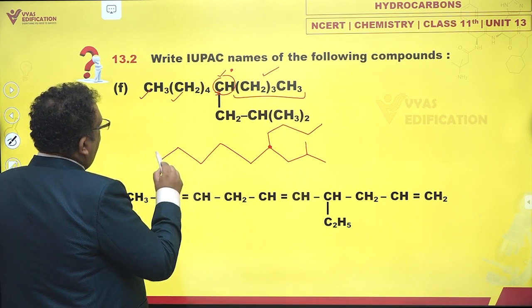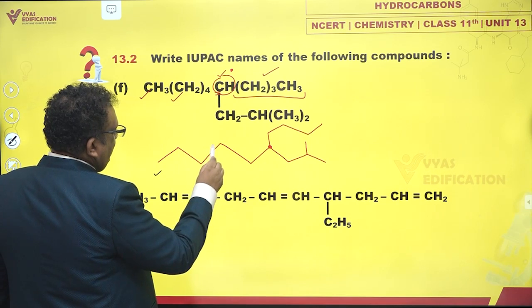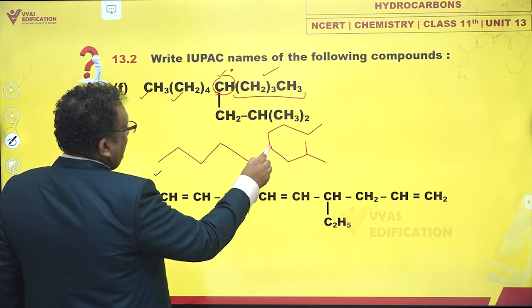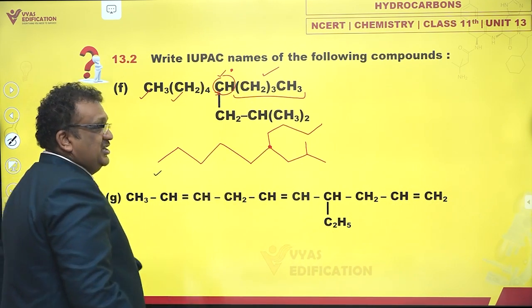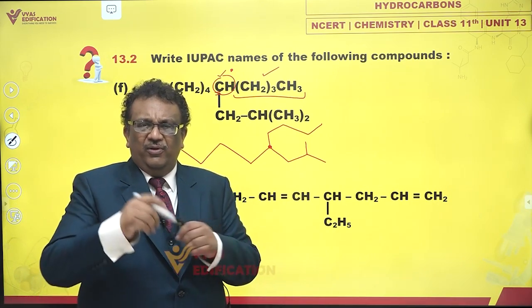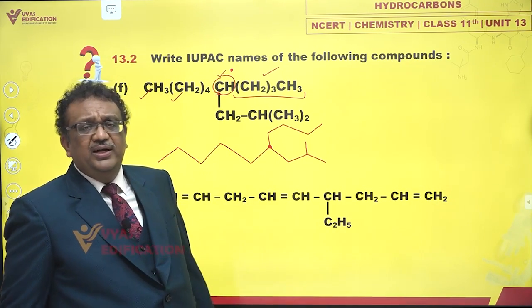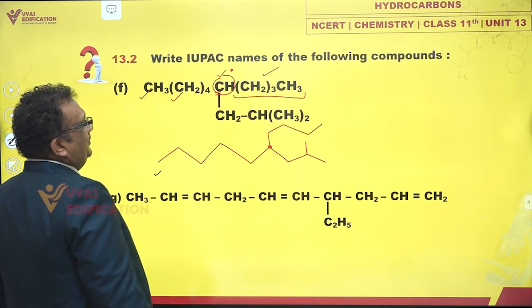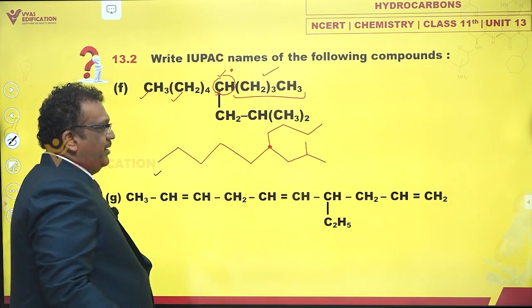CH3, fine. And then you have 4 CH2. 1, 2, 3, 4 CH2. And then you have CH with a dot. I've just put a heavy dot so that you can reconcile and check. Otherwise, this heavy dot is not needed as a part of standard IUPAC stuff. We just have to name it.